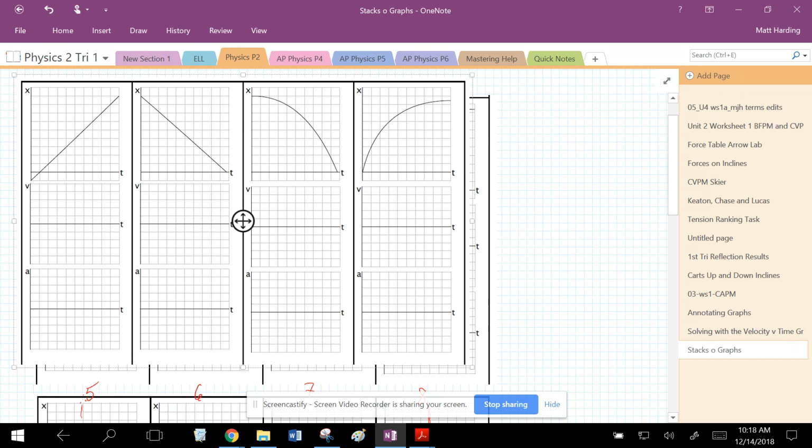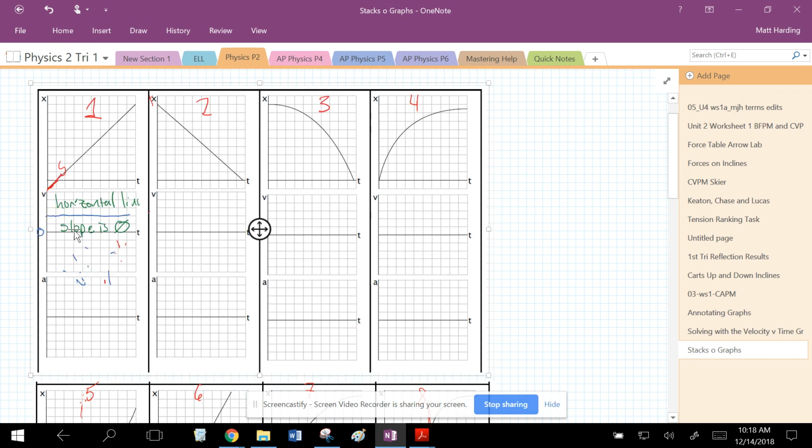The lasso tool is not playing nice. So the slope is zero. So I can just bring that down here. And again, all I do is change that word slope. Since we were talking about a velocity versus time graph, the slope is the acceleration. And so I bring that down to the acceleration graph. The acceleration is zero.